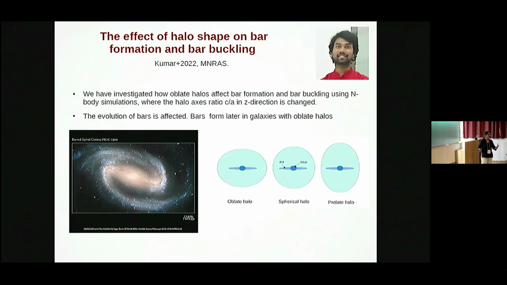Now, we investigated how this affects the disk dynamics, and one of the aspects that we explored was bar formation, because bars are a very good way to understand disk stability and disk properties. And this was done by Ankit a few years ago.